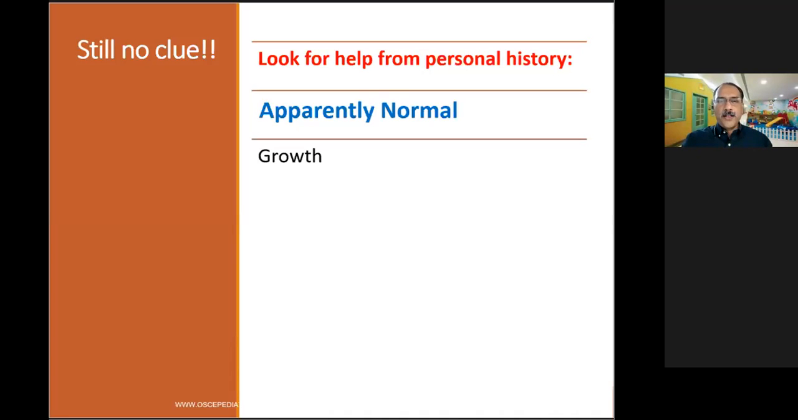And if the problem is chronic, what will be affected? Height. Height and weight. Length and weight. Very good. So height and weight both will be affected, but weight may be affected more, but height will also be affected. That would be a chronic problem.